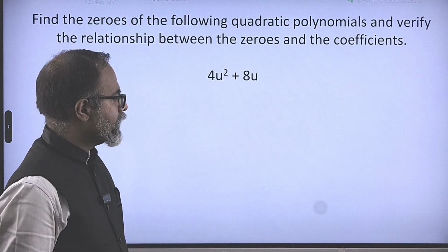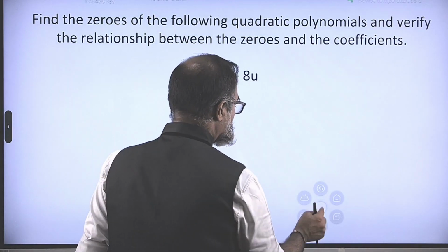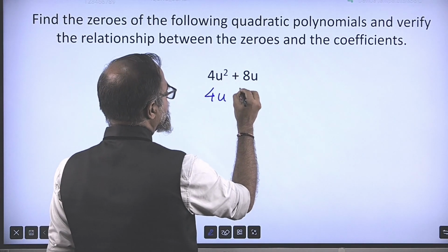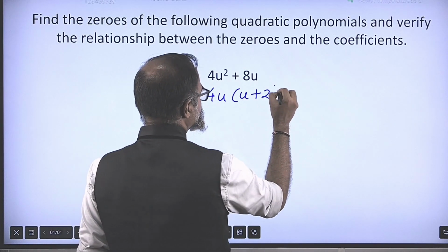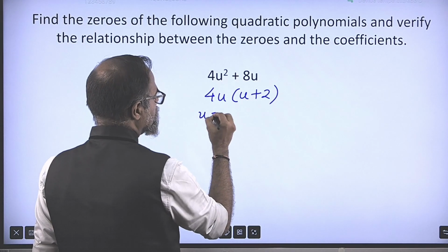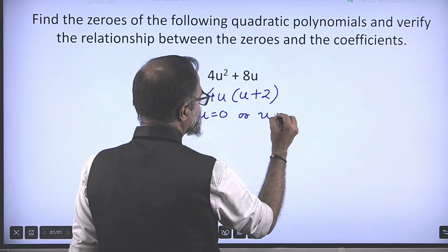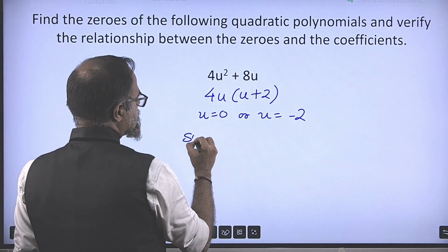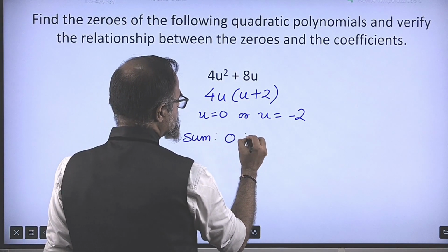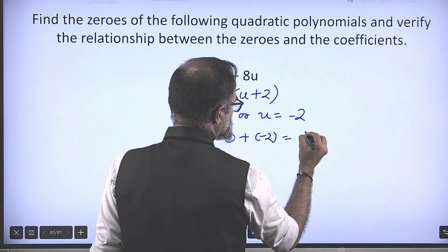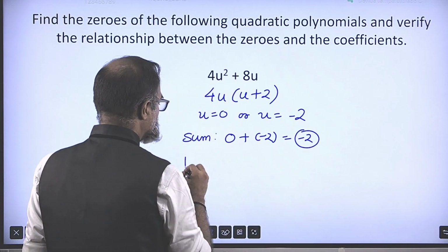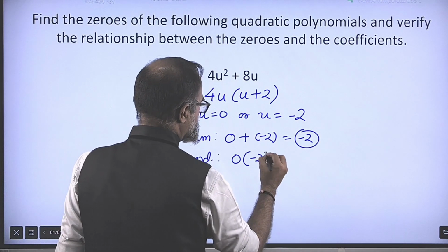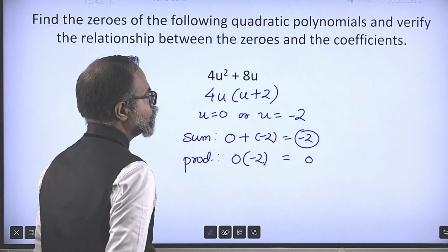4u square plus 8u. Now, this I can take out 4u as common and write it as 4u into u plus 2. So either u is equal to 0 or u is equal to minus 2. So sum of the zeros is 0 plus minus 2, which is minus 2. Product of the zeros is 0 into minus 2, which is a big fat 0.